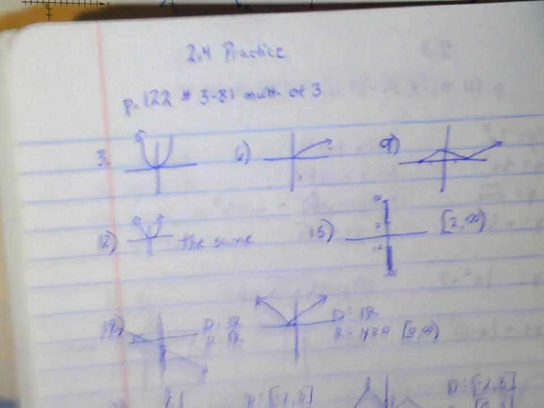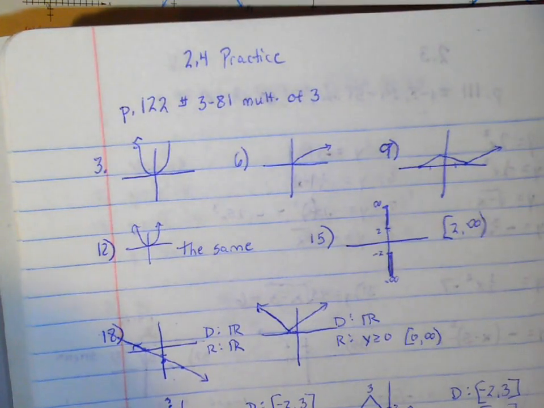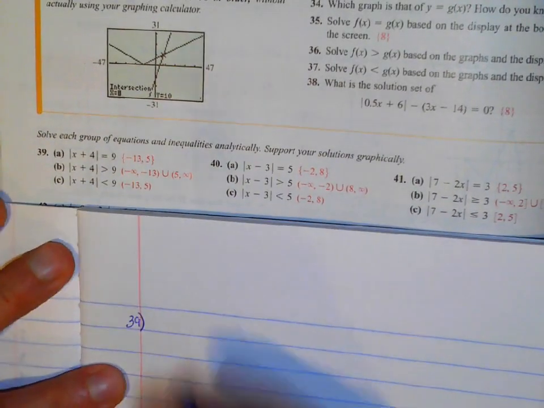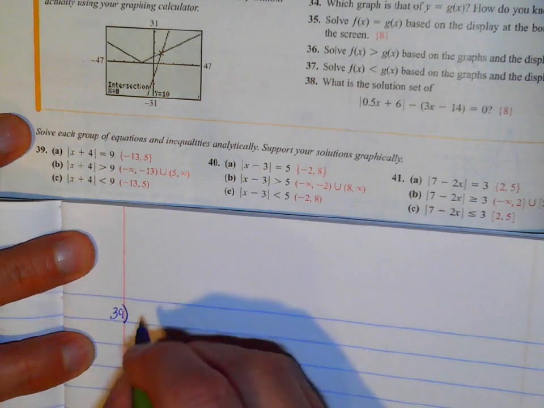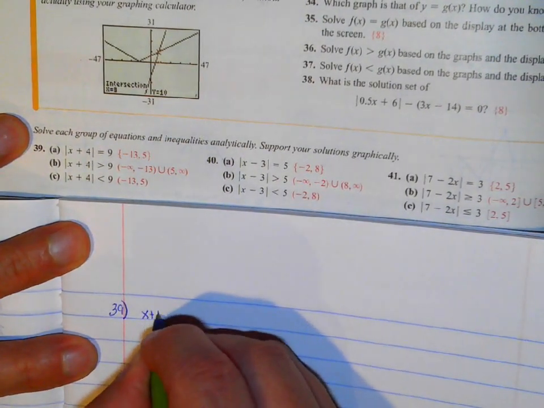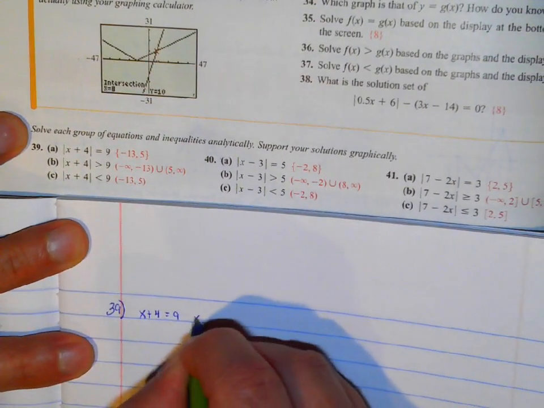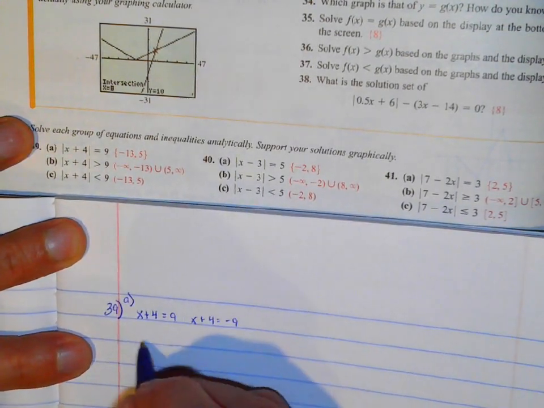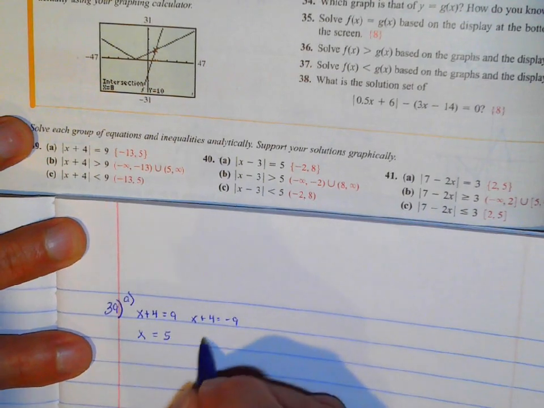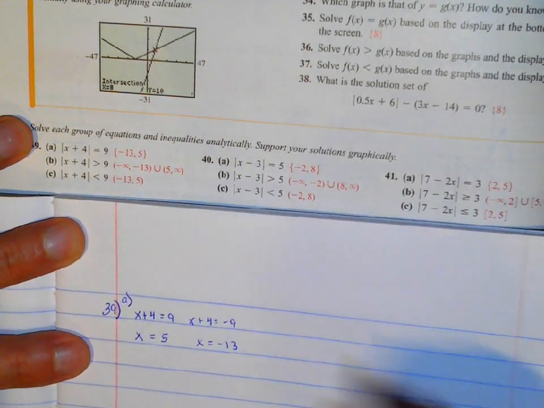39. Now we're getting into solving them. Okay, so we're going to solve them. We have x plus 4 is equal to 9. x plus 4 is equal to negative 9. This is part A. So we get x is equal to 5 and x equals negative 13.